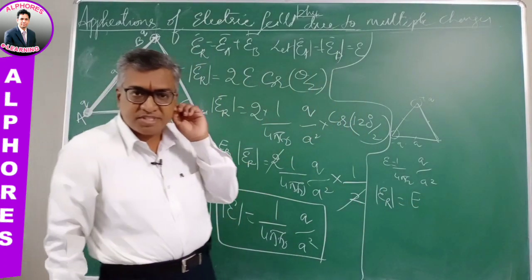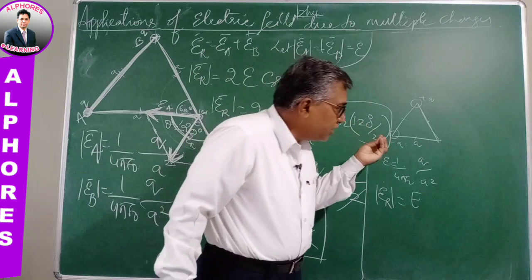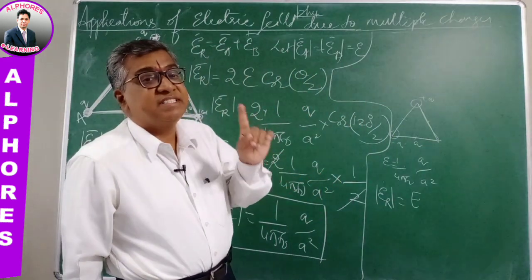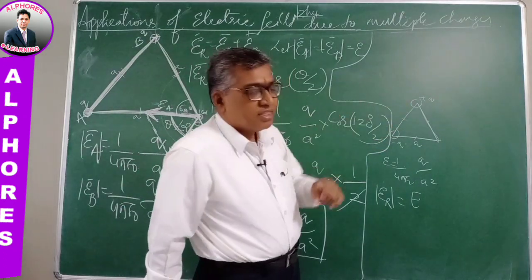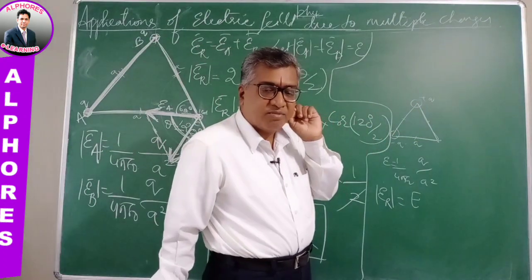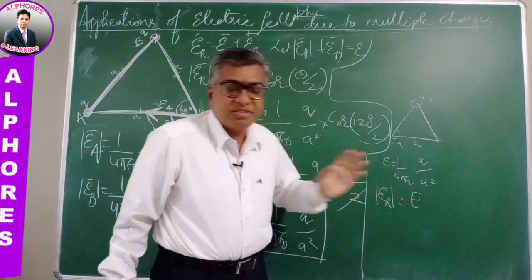A very beautiful question. It says, if the field due to each charge at the third vertex is E, then what is the resultant electric field due to the combination of these two charges? Two charges taking them together, what is the result? The answer is the same magnitude, E.